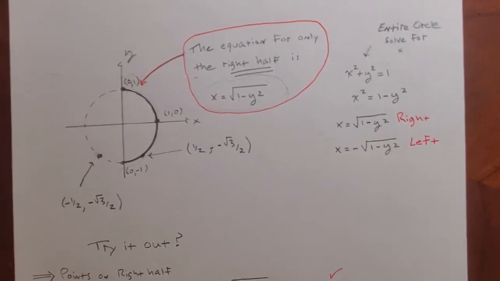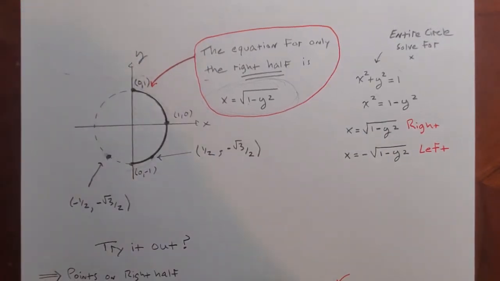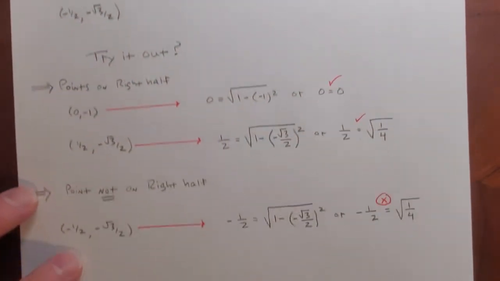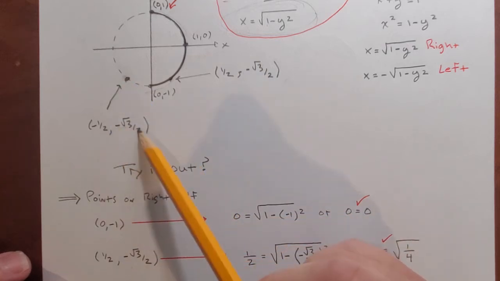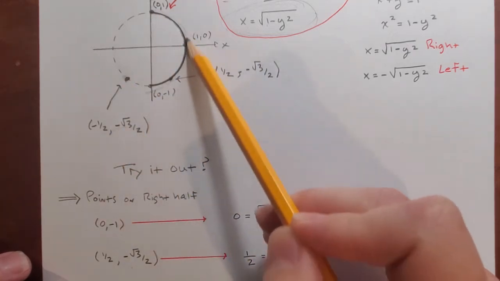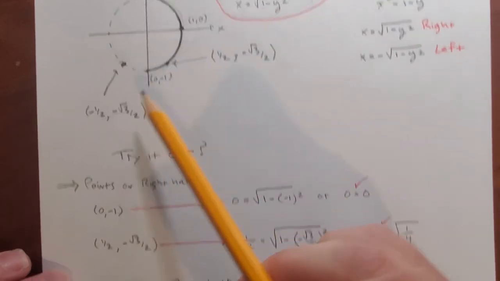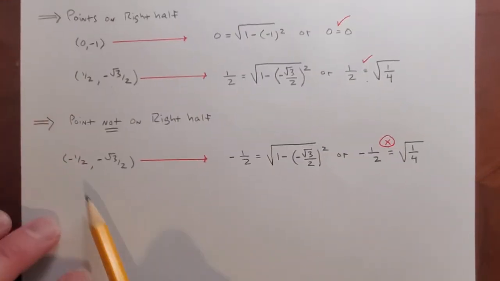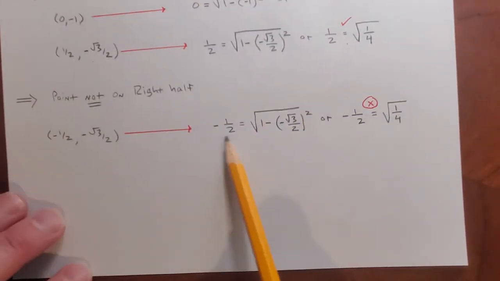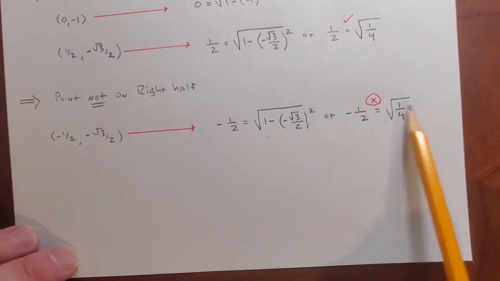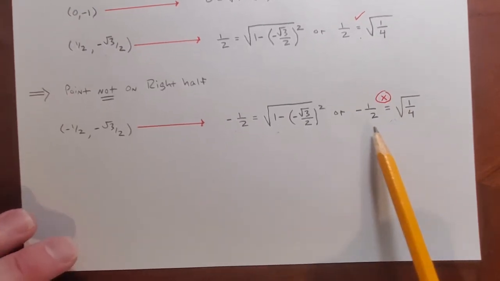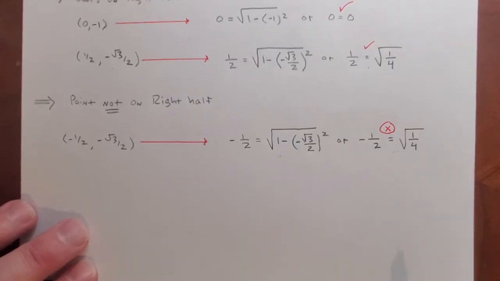And that's true for any equation versus any shape. Line, circle, ellipse, whatever it is. That's what we mean. Just for comparison, take this point right here. It's not on the right half of the circle. It's not over here. -1/2 for x, -√3/2 for y. Put it in this equation. It shouldn't work, and it doesn't work. It reduces to -1/2 is the positive root of 1/4. That's not true. -1/2 is not equal to 1/2.